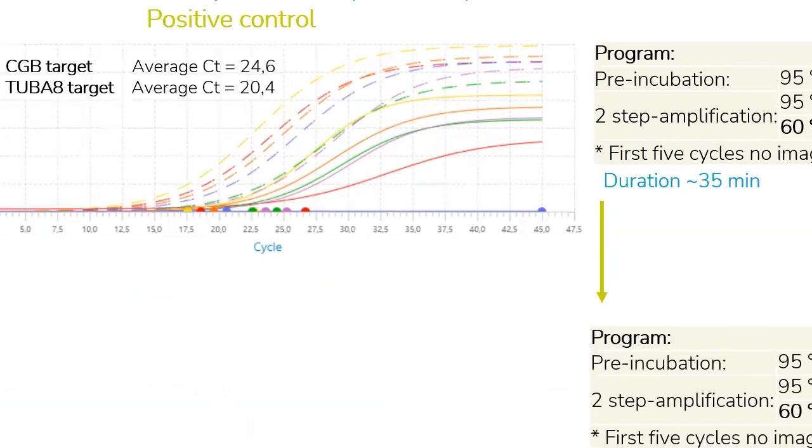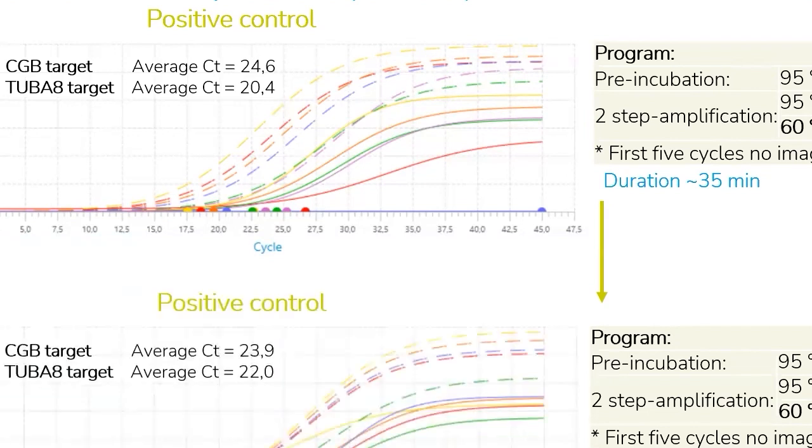As a next step, we reduced the amplification time by 5 seconds, which resulted in 5 minutes shorter runtime. Doing so, we did not compromise fluorescence intensity or CT values, although there was a slight decrease in the number of technical replicates.